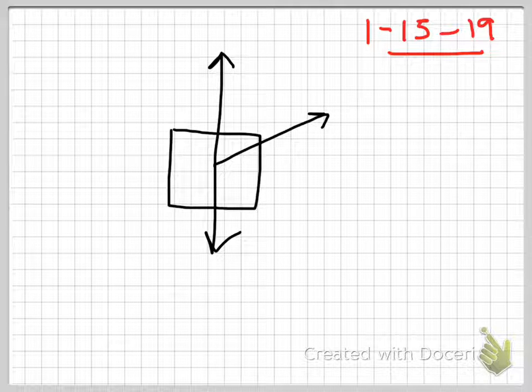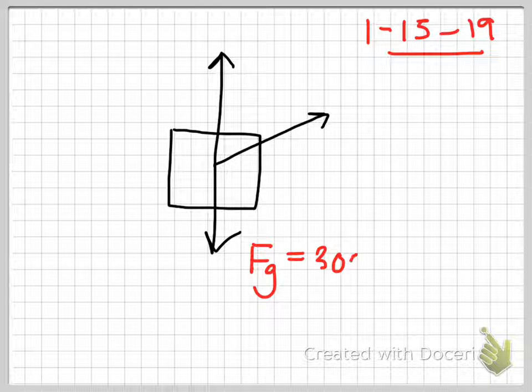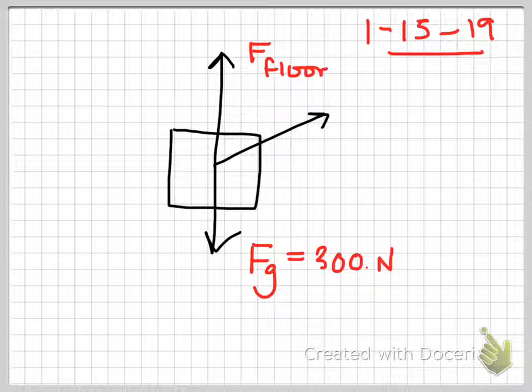What is it? Free body diagram? Did I hear free body diagram? I think I heard free body diagram. And to be completely correct, I should label these. So force of gravity, and we'll say maybe that's 300 newtons. And this could be the force from the floor, because we don't know the name of that yet. And we'll make that 300 newtons.